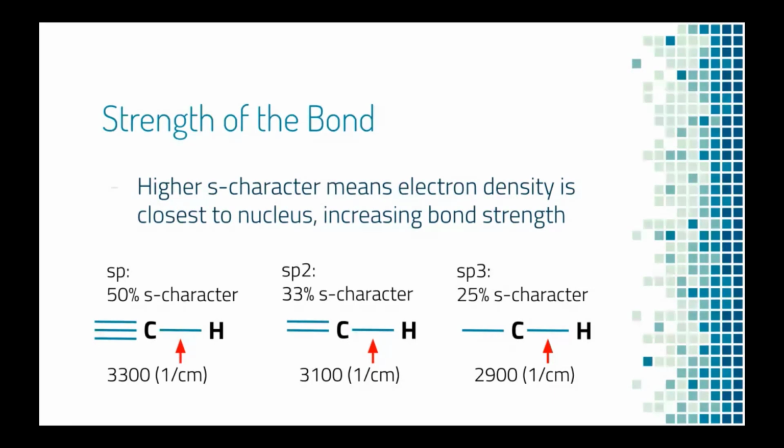So at the bottom it says sp bonds, or if the carbon is sp, then it'll have 50% s character, and therefore the wave number is going to be around 3300. For sp2, which has 33% s character, that'll be around 3100, and then sp3, 25% s character, and that's around 2900.